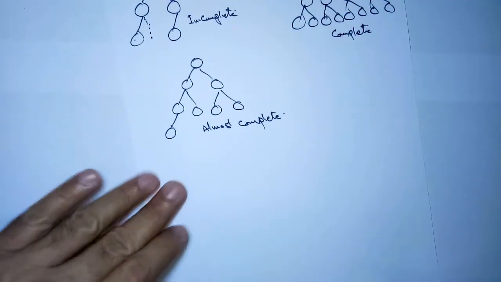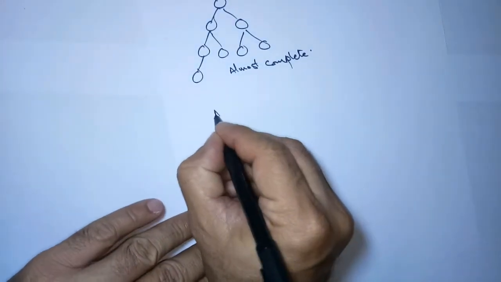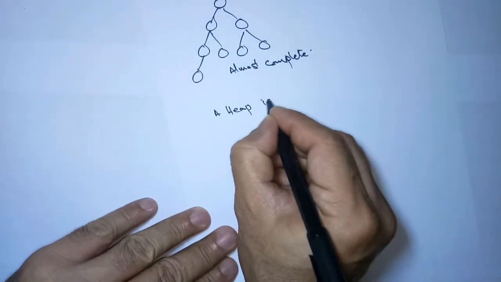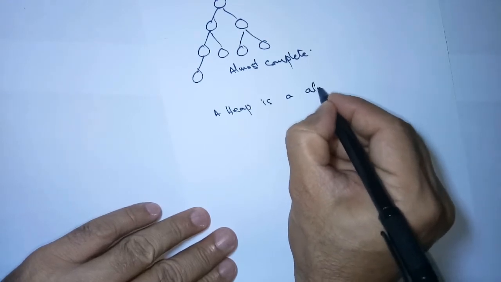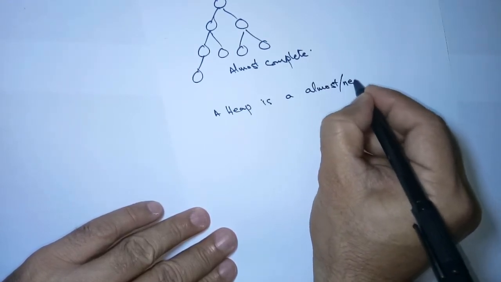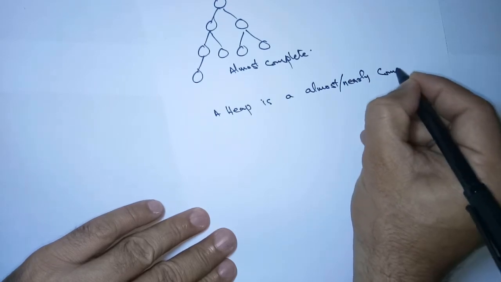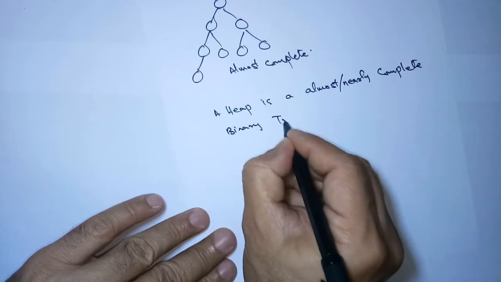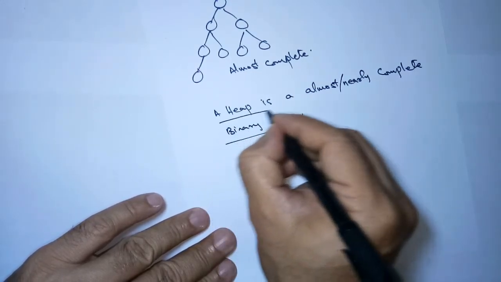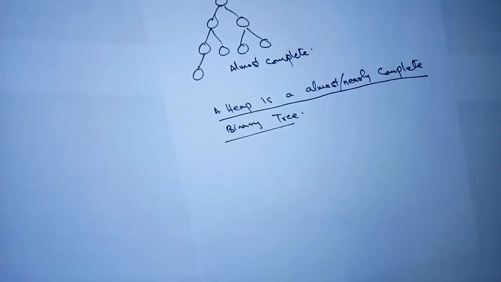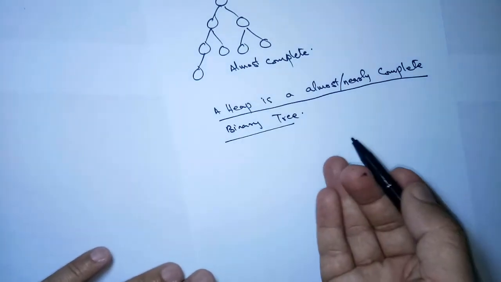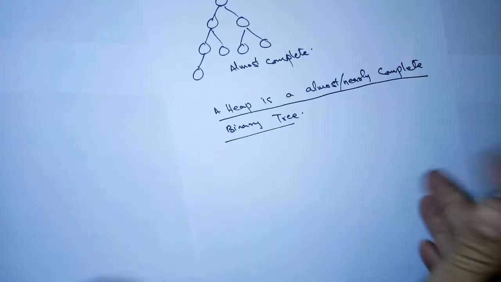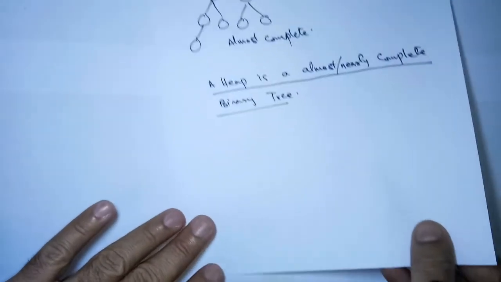Okay, why are we going to study this? Remember, first thing, a heap is an almost or nearly complete binary tree. So in order to study heaps, you must be clear what a binary tree is and what an almost or nearly complete or a complete binary tree is. The heap could be a complete binary tree or a nearly or almost complete binary tree. Fine.